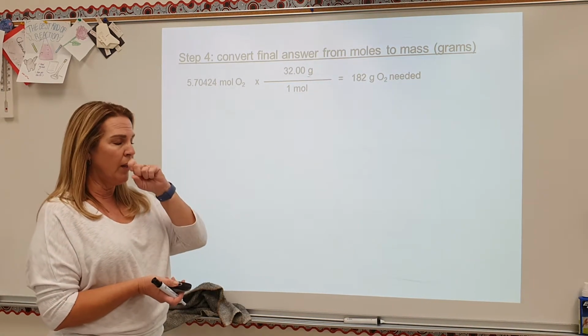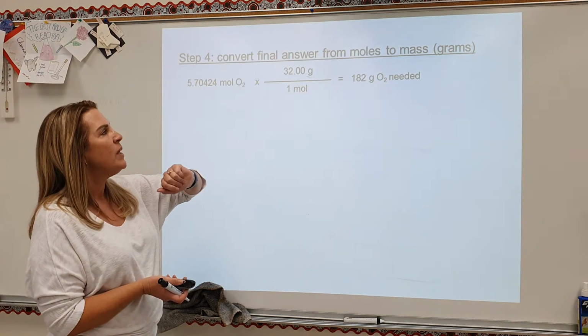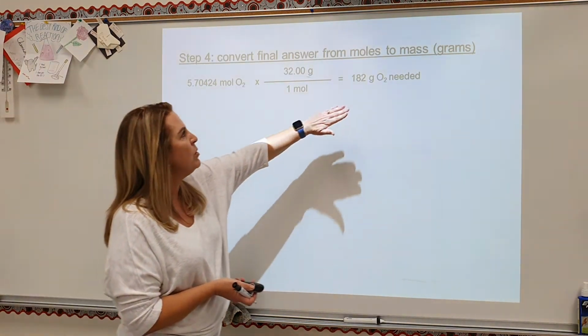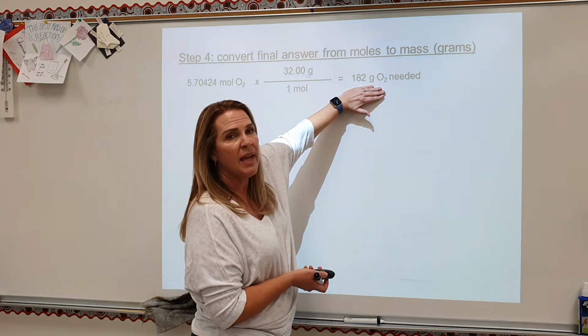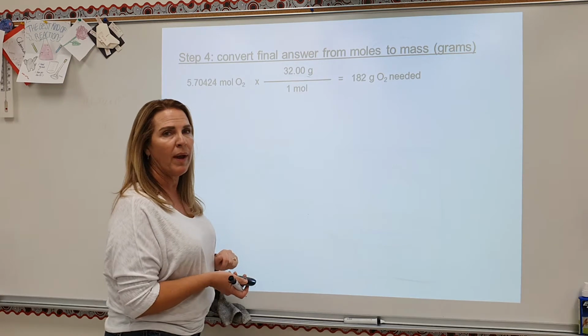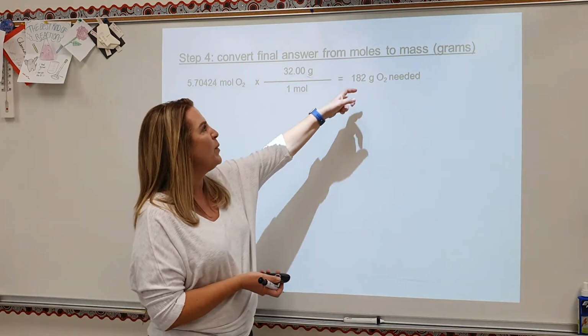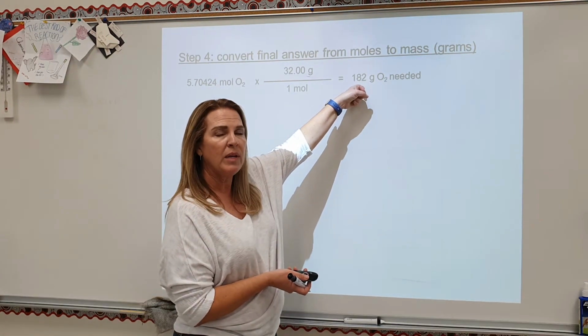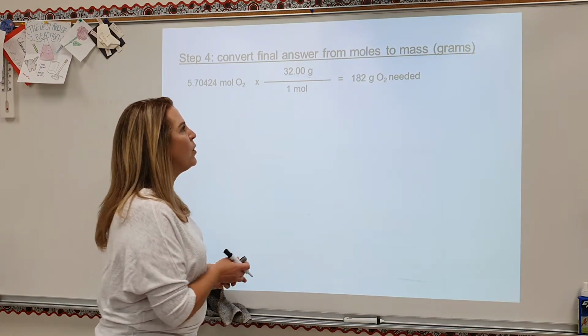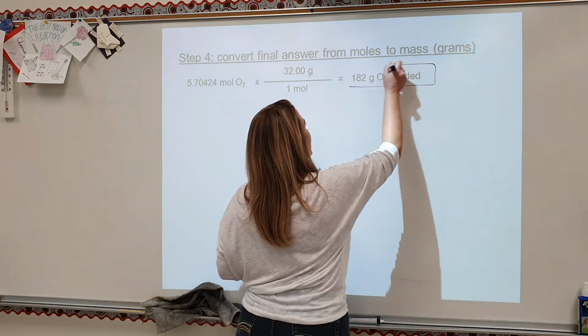Really important for stoichiometry is really understanding what your answer means. So when you look at this, you should be able to say in a full sentence, right? If I had 50.3 grams of propane, then in order for me to react all of it, I would need 182 grams of oxygen. Okay, and of course you would box that out.